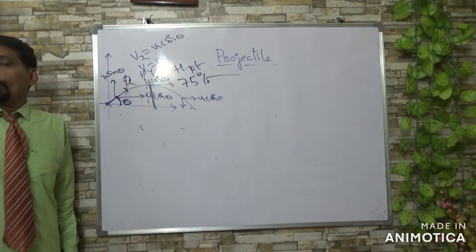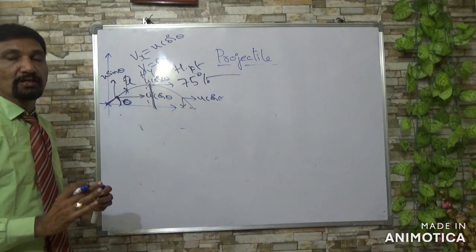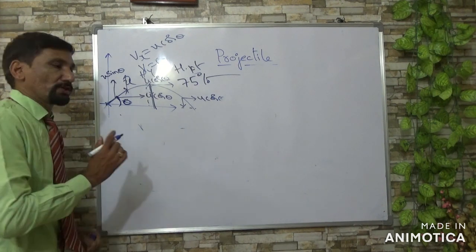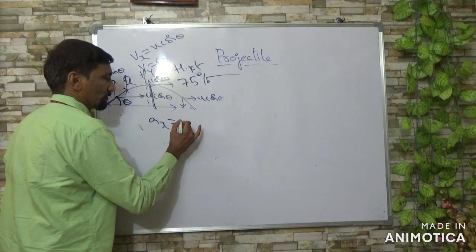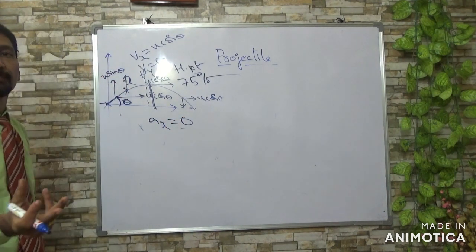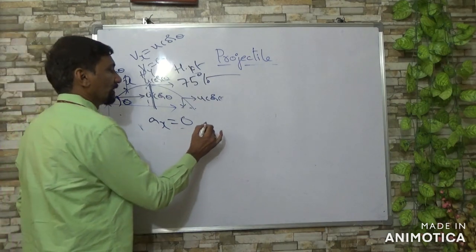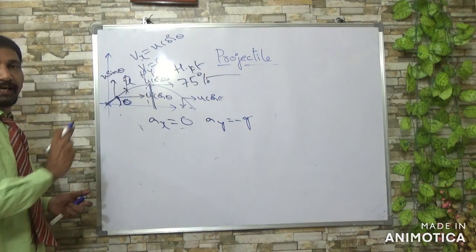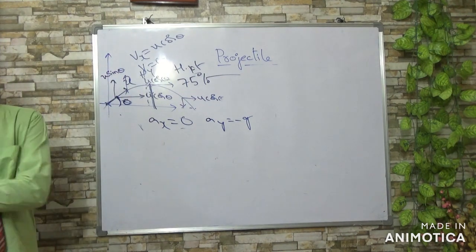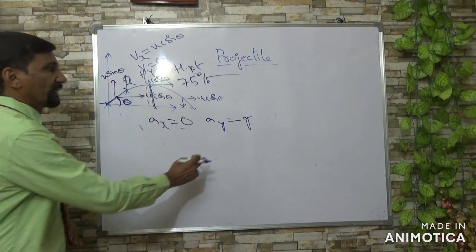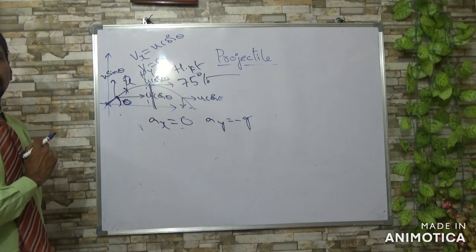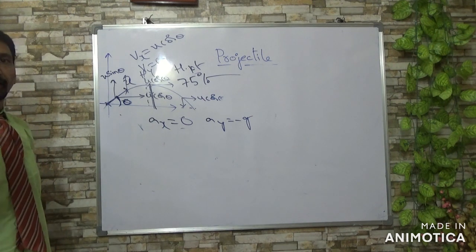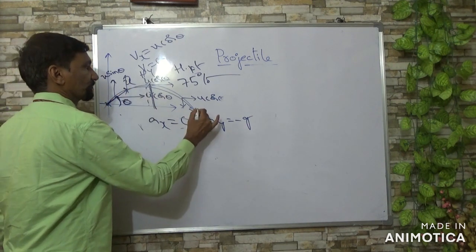So we are saying the horizontal component of velocity remains constant, right? So when horizontal is constant, horizontal acceleration will become zero, and vertical acceleration is minus g, because you are throwing your body at an angle theta, so it's moving against gravity, so that is why it will be taken minus. Okay, now suppose you want to find time of flight.